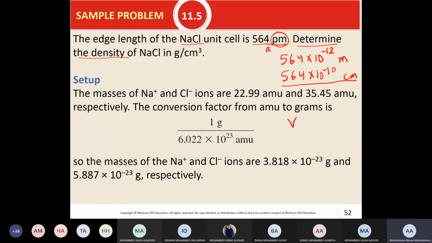Okay, keep it with you. Now I want the mass. What's the mass of the cube? We take it from the periodic table. Yes, actually 4, the number of atoms.